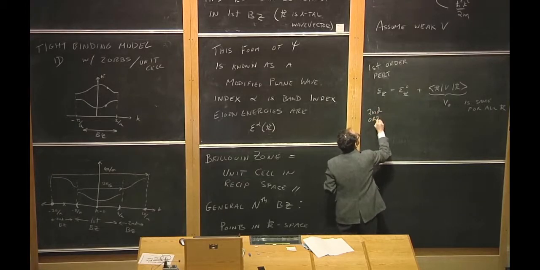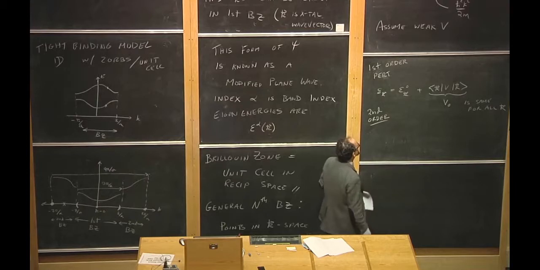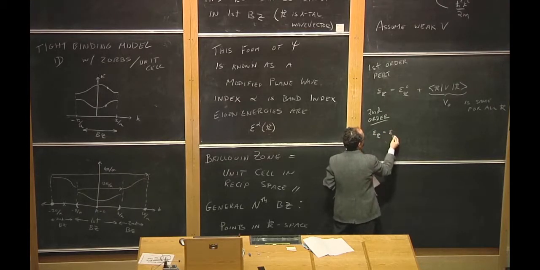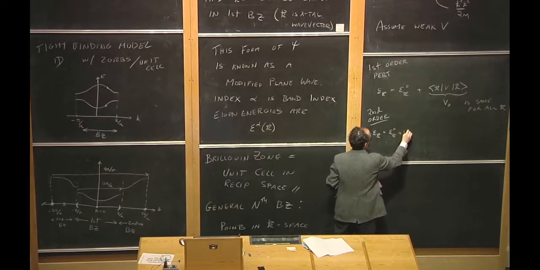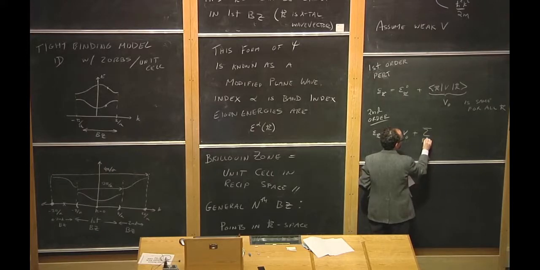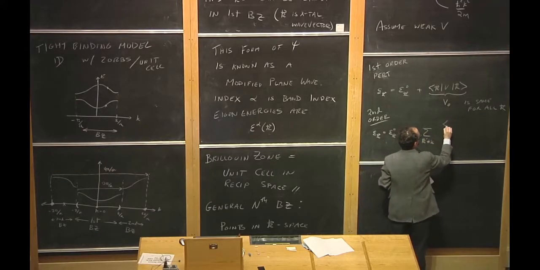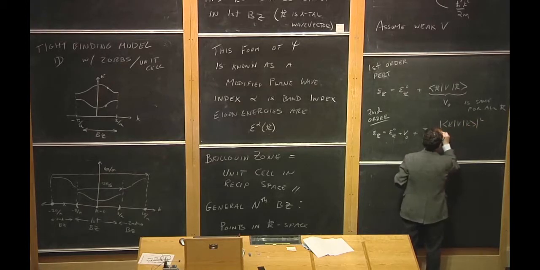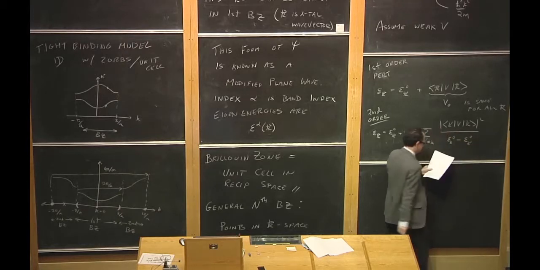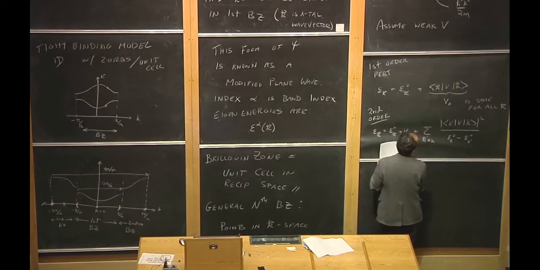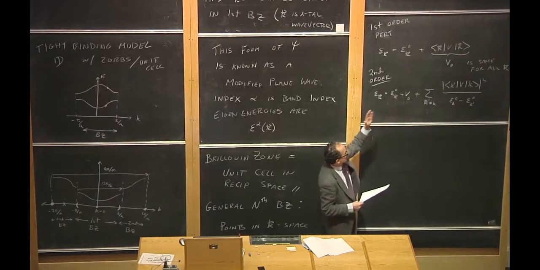So second order is more interesting. So at second order, you have E_k equals E_k naught. That's the bare piece. Plus V0, that's the first order piece. And then you have the second order piece, which is the sum over k prime not equal to k of |<k'|V|k>| squared over E_k naught minus E_k' naught. Is that the right order? Yeah. Does that look familiar from second order perturbation theory? Good.